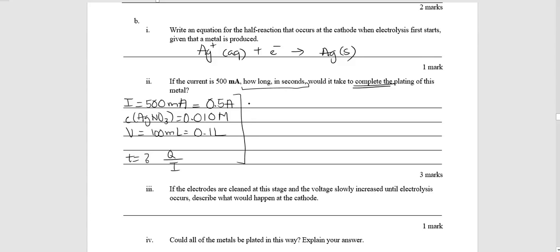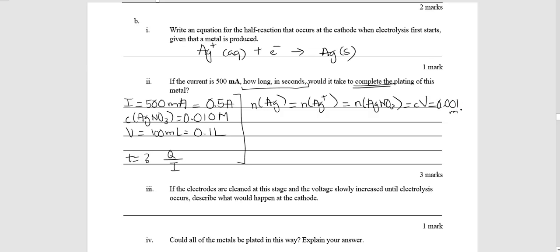I can work out the number of mole of silver ions present, which is the same as the number of mole of silver that needs to be plated, and from there the number of mole of electrons, and from there the charge, and from there the time in seconds. So number of mole of silver, which is the same as the number of mole of silver ion, which is the same as the number of mole of silver nitrate because of a 1-to-1 mole ratio, which is C times V, which equals 0.001.